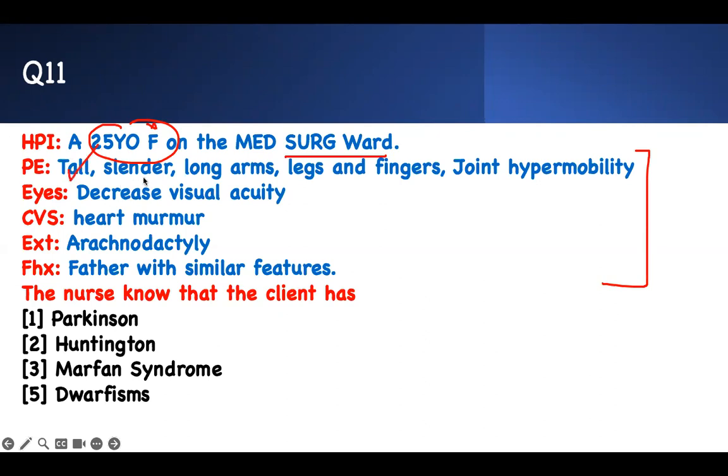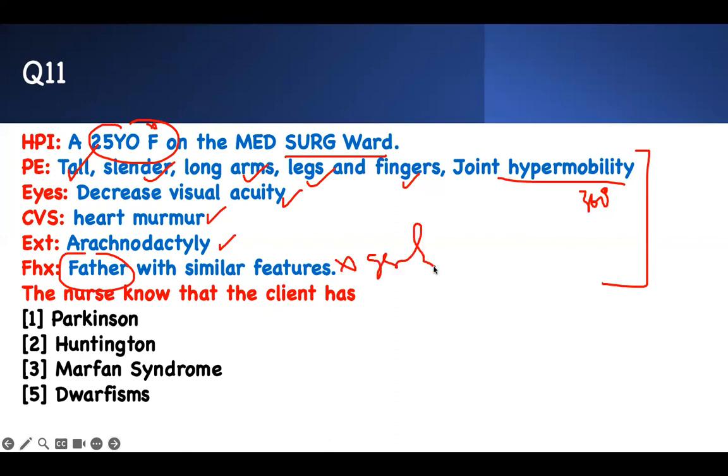She's very tall, slender, with long arms, legs, fingers, and joint hypermobility. These are the people whose joints can rotate 360 degrees. It's a problem. Decreased visual acuity because the lens can move around. They have connective tissue disease, so they have a heart murmur. Their fingers are long, arachnoid, like a spider. Arachnodactyly, long fingers, joints. Their father has it. So this is a genetic problem, right?